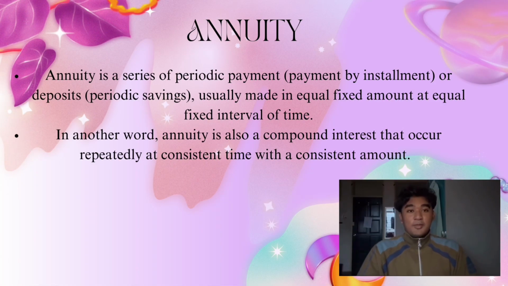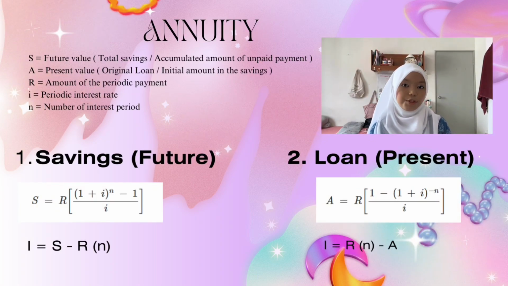Hello everyone, my name is Aiman and I'm going to explain what is annuity. Annuity is a series of periodic payments, such as payment by installment or deposit, which is periodic savings. Annuity is usually made in an equal fixed amount at equal fixed intervals of time. In other words, annuity is also compound interest that occurs repeatedly at a consistent time with a consistent amount. So now, let's look at the formulas that will be used in the annuity chapter.